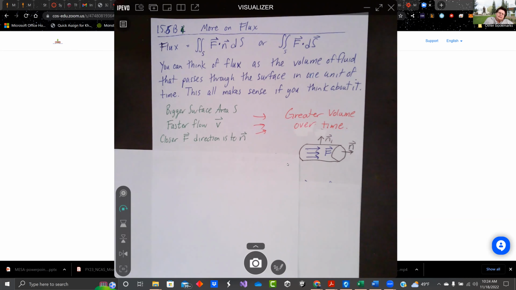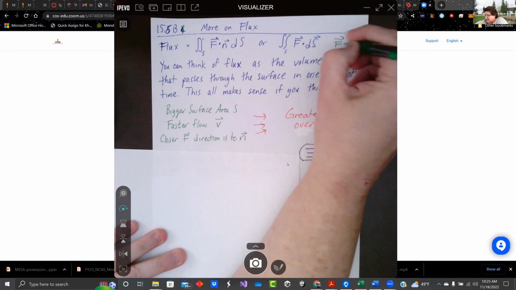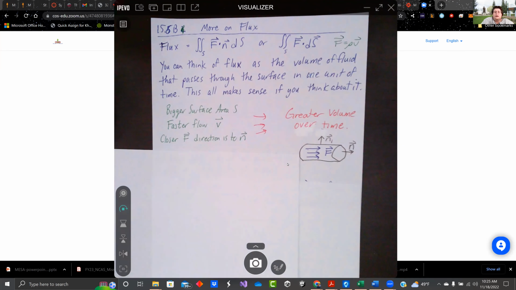If we think about it in that sense, the bigger the surface area, the greater the volume. So if S gets bigger, the volume goes up. If the flow is faster, remember we're using F equals rho V, for like water in a pipe, so if the flow is faster, the force is higher, and then the entire thing goes up. And that makes sense. More volume should come out if it's faster flow. And if it's pointed directly in the direction of the pipe, it should be faster.